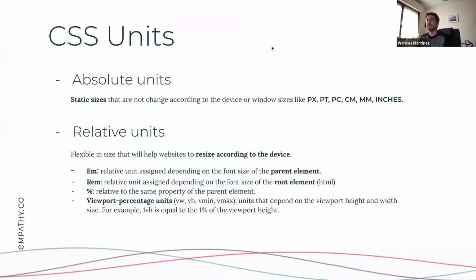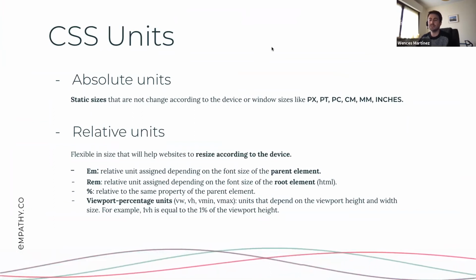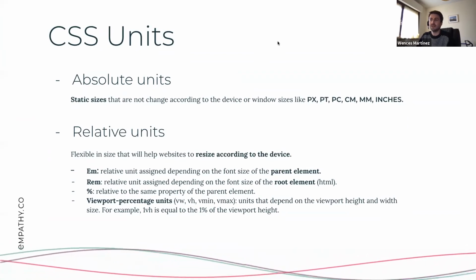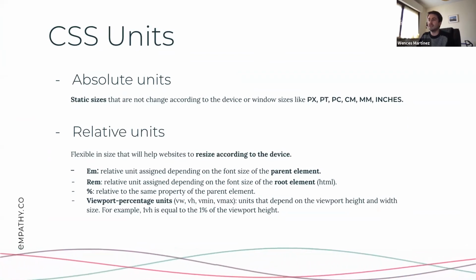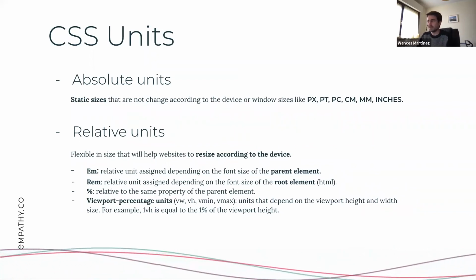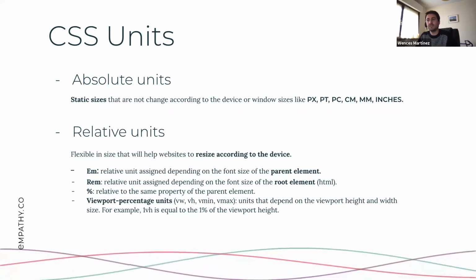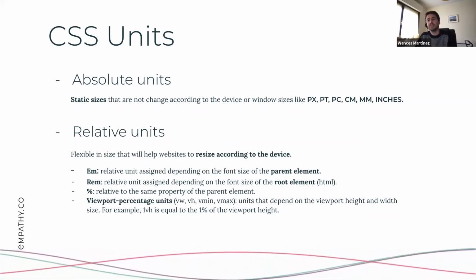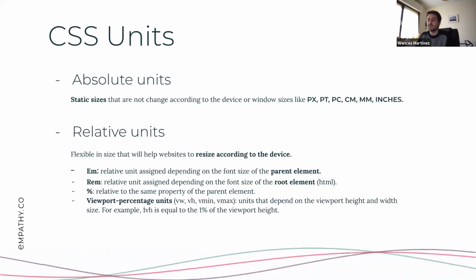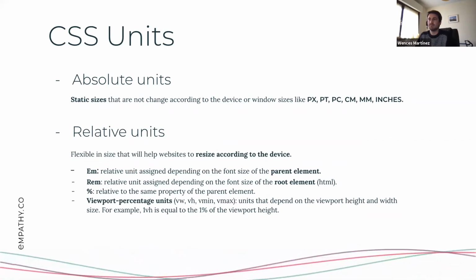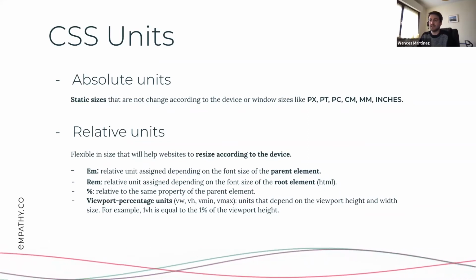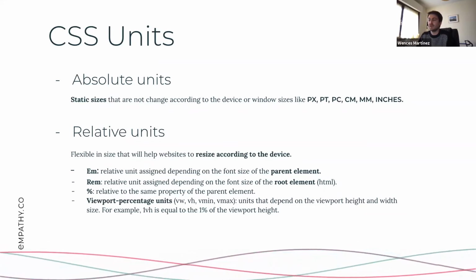Okay, so when we want to talk about CSS units, we have two types of units. We have the absolute units and the relative units. On the absolute units, we have the basic units of pixels, centimeters, millimeters. Okay, and then we have the relative units that are flexible in size, and it will help us to design or to apply styles to the websites and get that responsive way that we want to achieve.